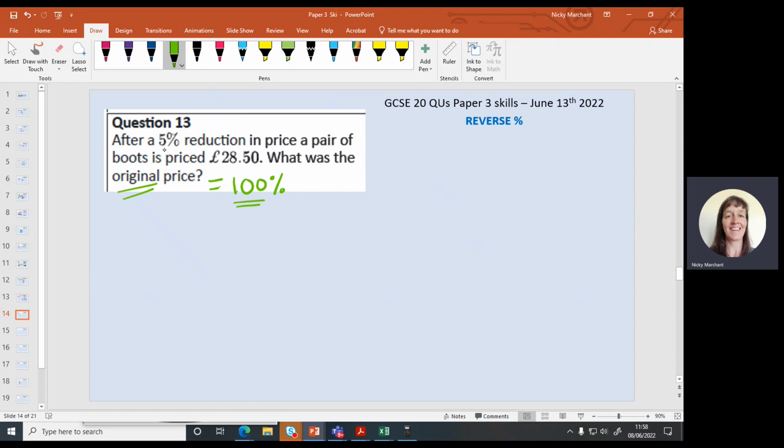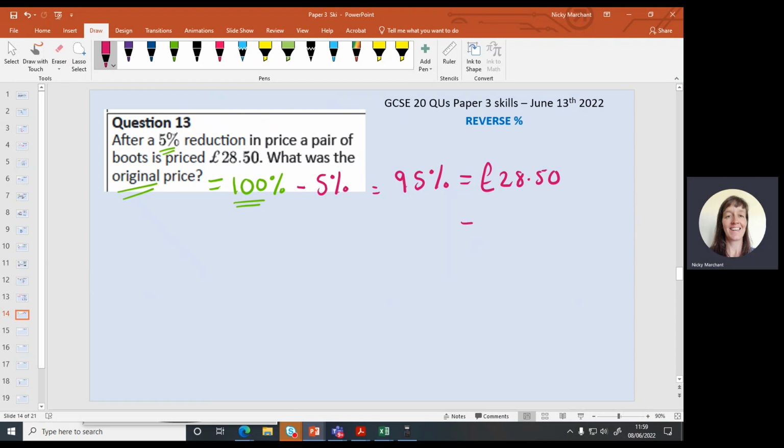So they've had a 5% reduction. So their end price is actually 5% less than the 100%. So it's actually that 28.50 is 95% of the original. So 95% equals £28.50. Now, there are several ways of doing this. If you've got a better way of doing it, then that's fine, as long as it works, okay? You cannot just take off or add on 5% here. It will not work, okay? Not one of those sorts of questions.